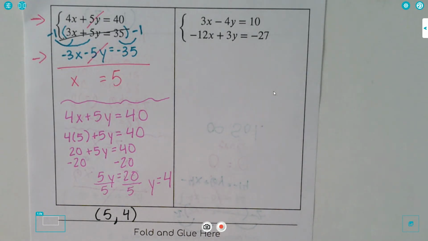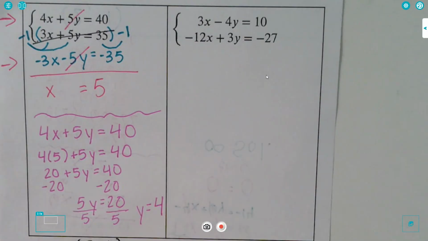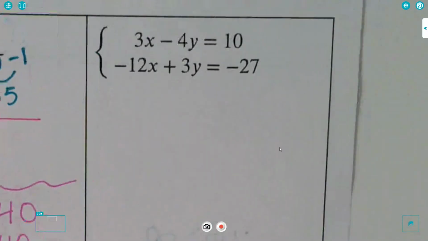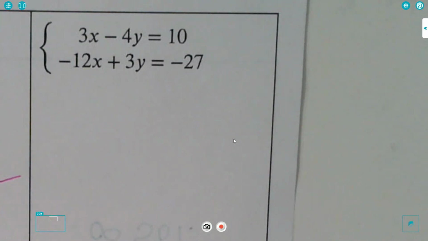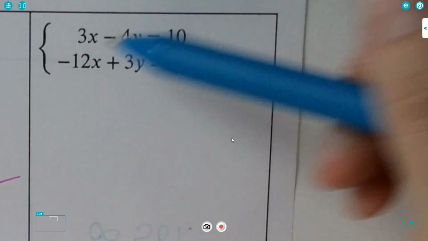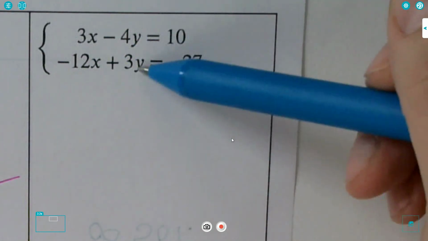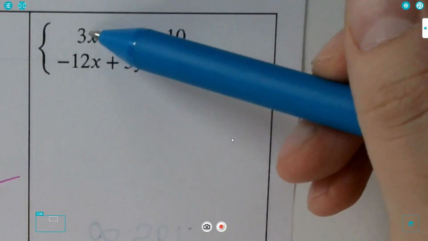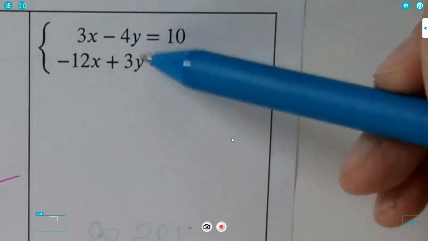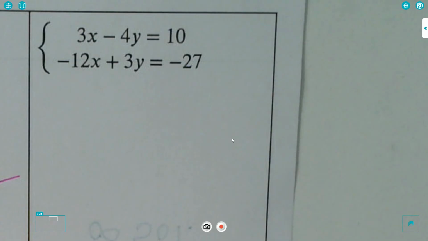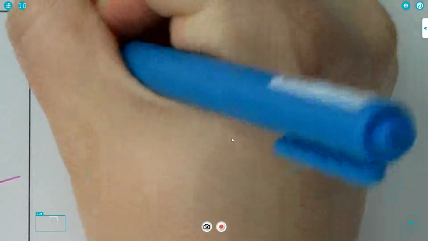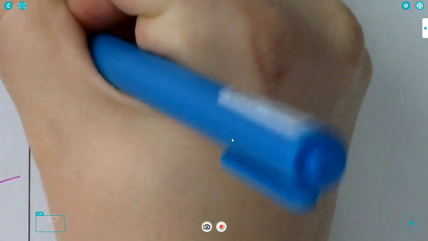Okay, last one then. We've got 3x minus 4y equals 10. Negative 12x plus 3y equals negative 27. We need to either make our x's cancel out or our y's cancel out. Is it going to be easier to turn a 3 into a 12 or a 3 into a 4? 3 into a 12. What do we need to multiply by? 4. So we're multiplying our top equation by 4.